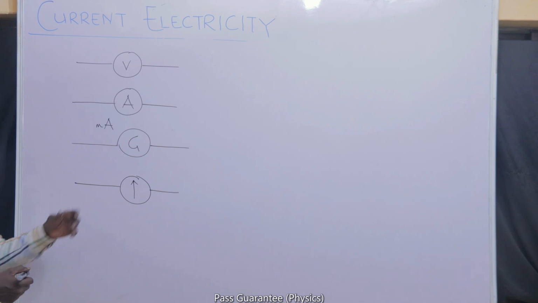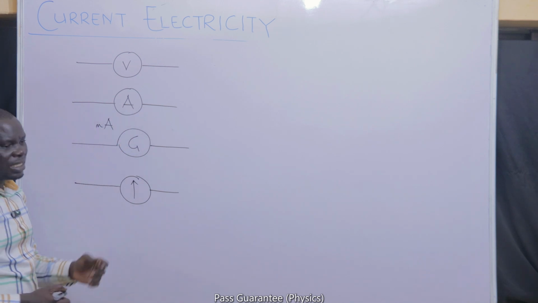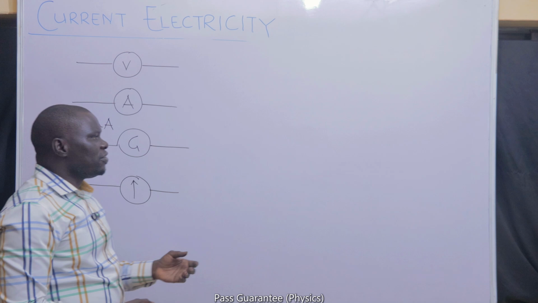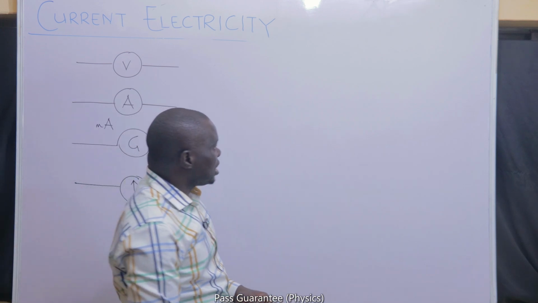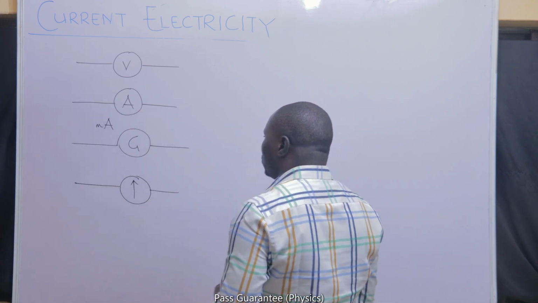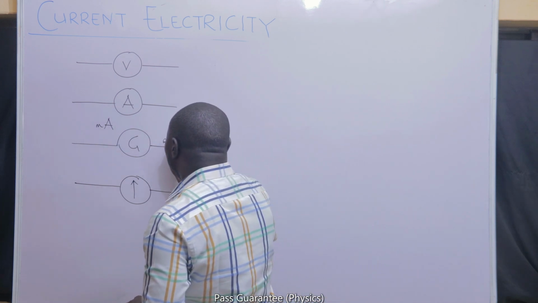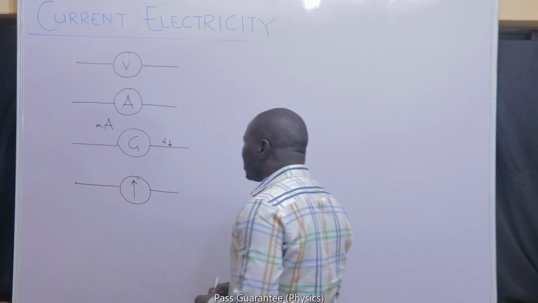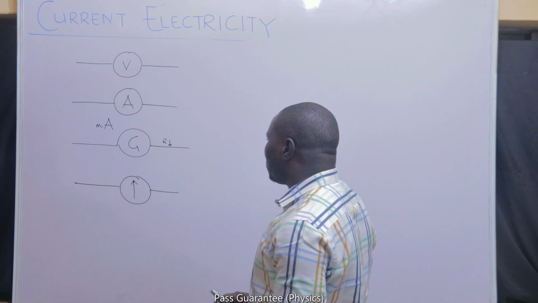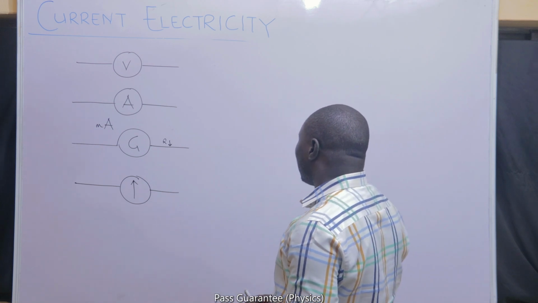If ammeters have very low resistance, galvanometers will have even lower resistance. It means that if I am to use galvanometers in a circuit, I expect their resistance to be very low so that they do not partake in the process of taking any part of the current.